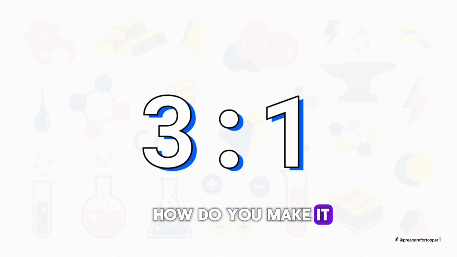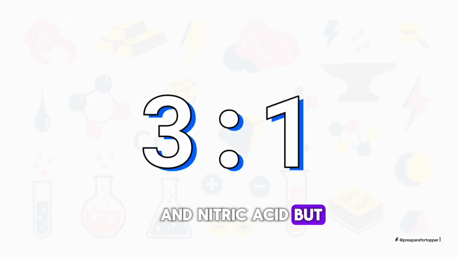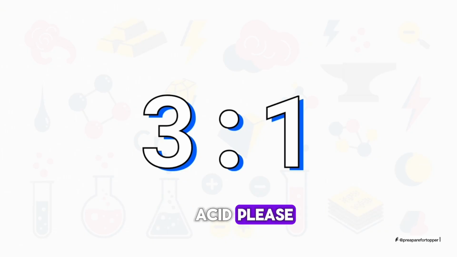How do you make it? Aqua regia is a mixture of hydrochloric acid and nitric acid. But the ratio? That is highly tested. You must memorize this exact number. 3:1. That's 3 parts hydrochloric acid to 1 part nitric acid. Please, whatever you do, don't mix that ratio up on exam day.